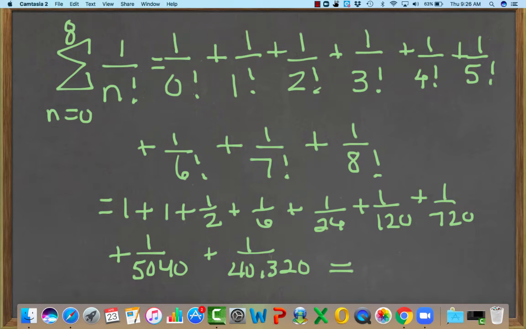And if I add all that together, I'm going to end up with approximately 2.71828. And if you remember from when we did our unit on exponentials and logarithms, that is approximately the value of e. And you can actually prove mathematically in Calculus 2 that it will give you the value of e.